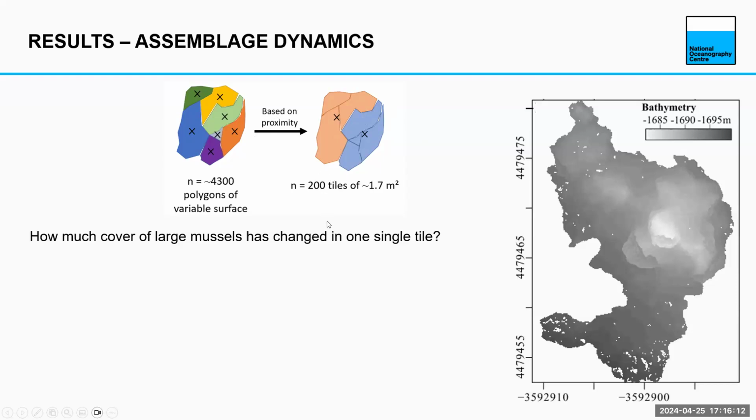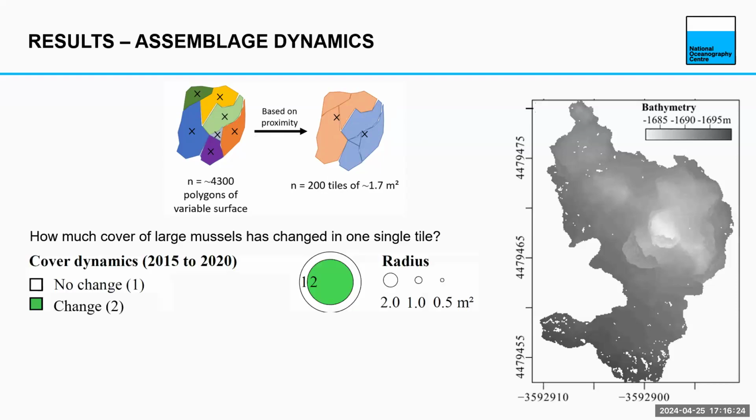Now with this, it's much easier to create a symbol that will represent, for example, how much cover a single assemblage has changed in one single tile, and to plot that onto the map. So this is what we try to represent with these circles. You can see here, for example, in white, the cover that underwent no change, and in green, the cover that underwent a change. And the radius of the circle is proportional to the actual cover it represents, right?